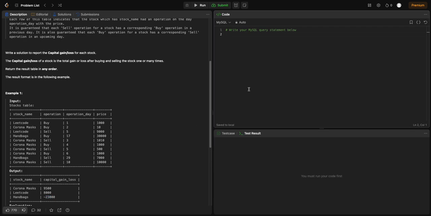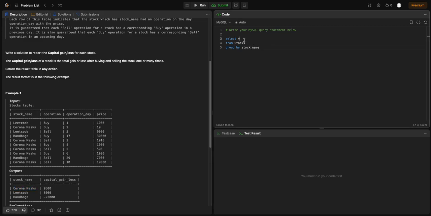So I'm going to say select star, using star as a placeholder value, from the table stocks, and I'm going to say group by the stock name. The reason I'm grouping by the stock name is we want only one record in our desired output corresponding to each stock name. So group by is going to group all different stock names together.